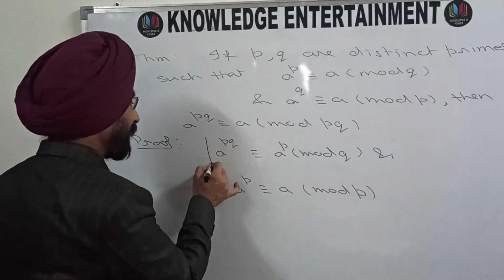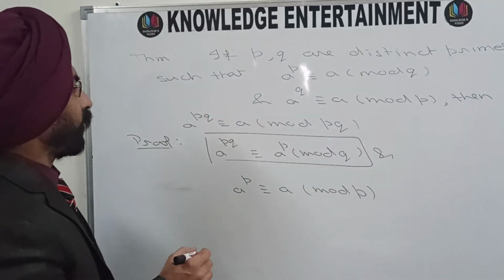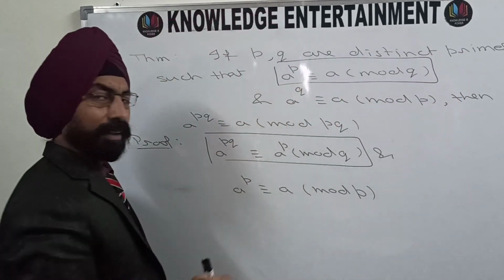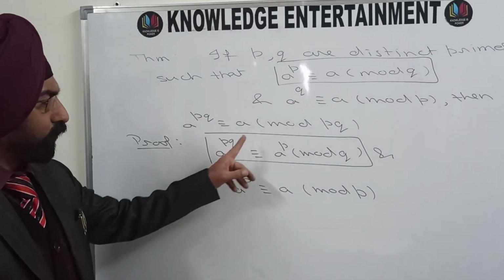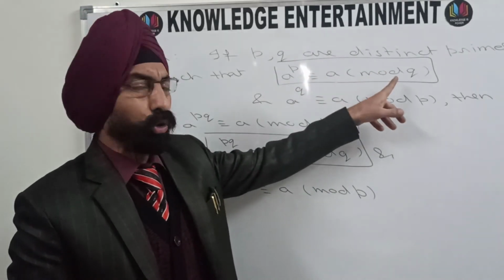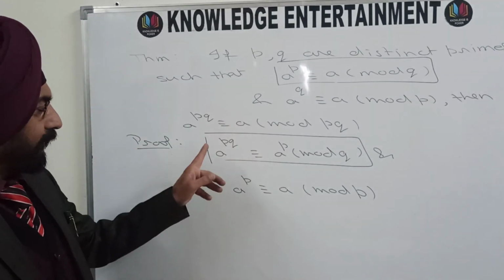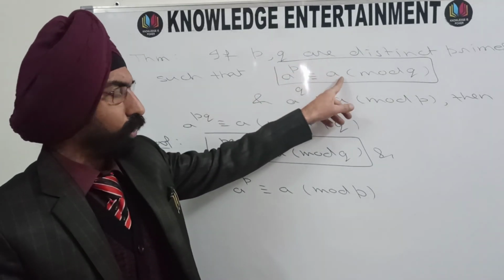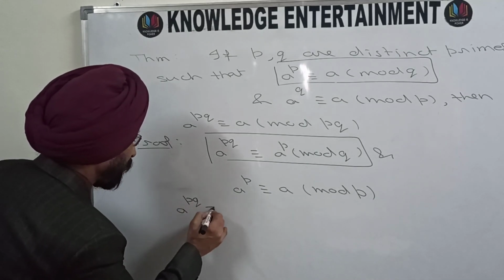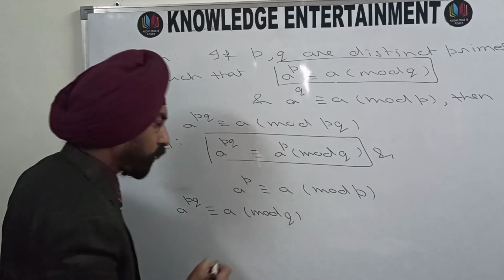Now look at this result and then look at this result which is given. A raised to the power PQ is congruent to A power P modulo Q, and A raised to the power P is congruent to A modulo Q. And using transitivity, you can directly say that A raised to the power PQ is congruent to A modulo Q.